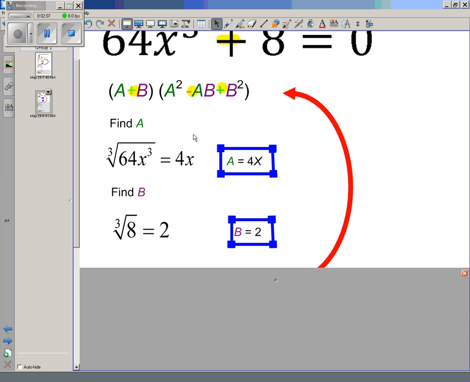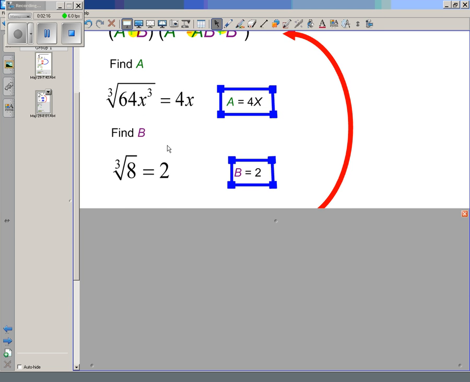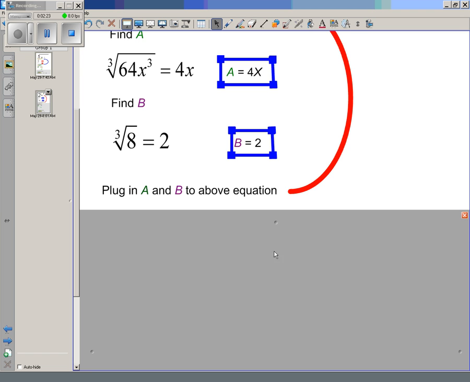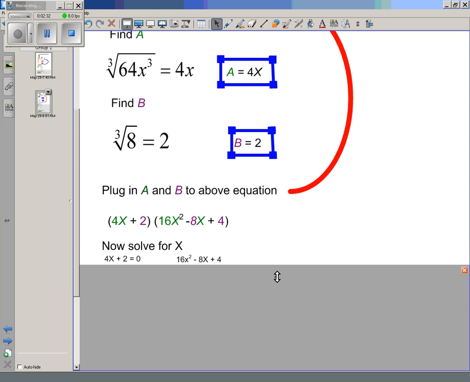So as we go down, we're going to do the same steps. Find a, we're going to do the cubed root of 64x cubed equals 4x, a equals 4x. And then we're going to do the cubed root of 8 equals 2, so b equals 2. We're going to go down, plug in a and b to the above equation, as you see. You're going to get 4x plus 2, 16x squared minus 8x plus 4 as your two equations. And so you have two equations, as you see, one in yellow and one in green.